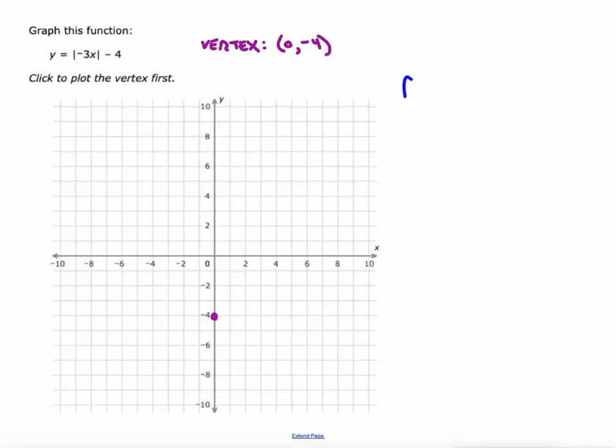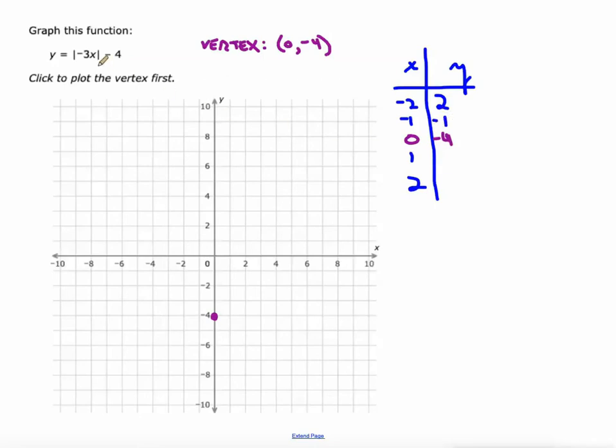Let's use some mental math here and make a table of values. So we'll have an XY table. We're going to plug in -2, -1. We already know that 0 gives us -4. And we'll also plug in +1 and +2. So -3 times -2 is -6. The absolute value of that is 6, and 6 minus 4 is 2. -3 times -1 is +3. The absolute value of 3 is 3, and 3 minus 4 is -1.